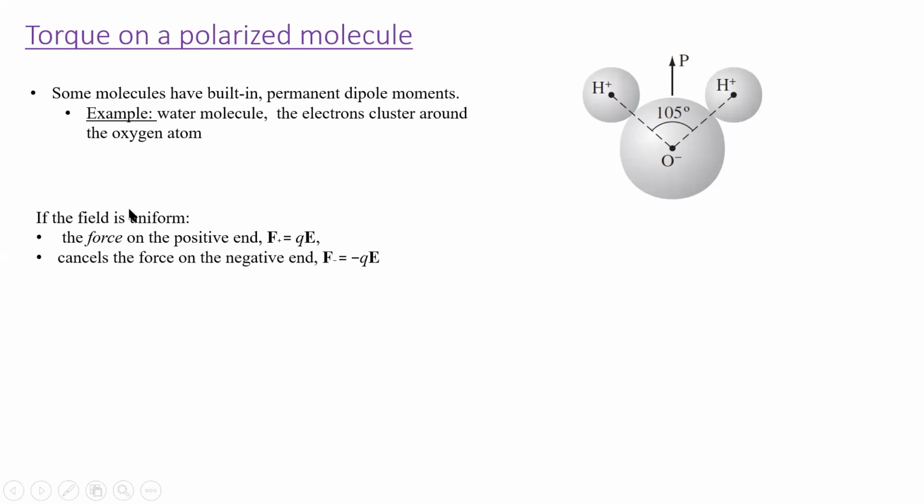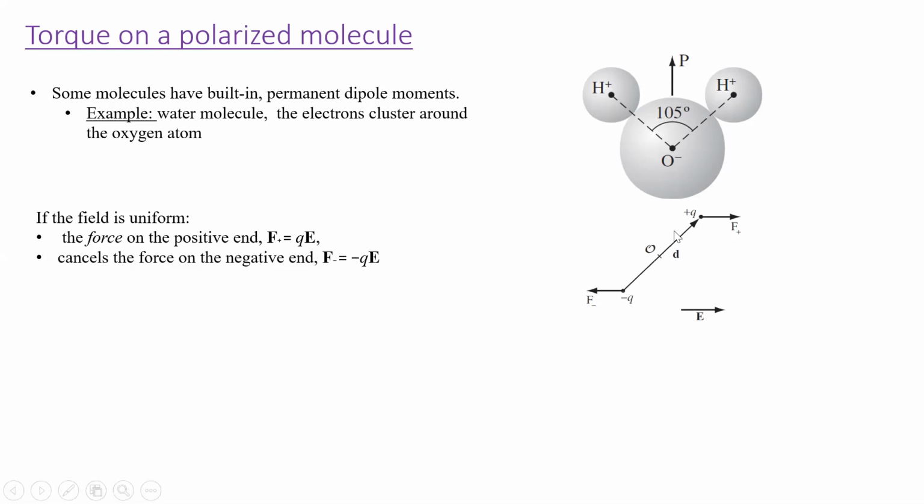If we put on a uniform electric field, the force on the positive end up here will be Q, the effective charge, times E, the electric field, and that's going to cancel the force on the negative end, which would be in the opposite direction. That is, if we have a uniform electric field pointing up, it would exert a force upwards here and downwards here. So there's no net force. However, we do get a net torque.